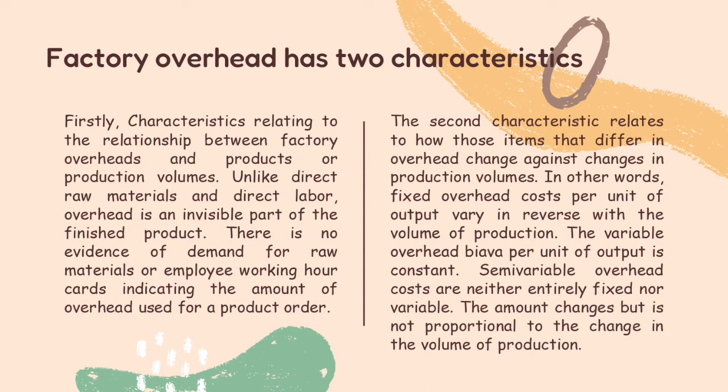Unlike direct raw materials and direct labor, overhead is an invisible part of the finished product. There is no evidence of demand for raw materials or employee working hours indicating the amount of overhead used for a product order. The second characteristic relates to how those items differ in overhead change against changes in production volumes. In other words, fixed overhead costs per unit of output vary in reverse with the volume of production. The variable overhead per unit of output is constant.